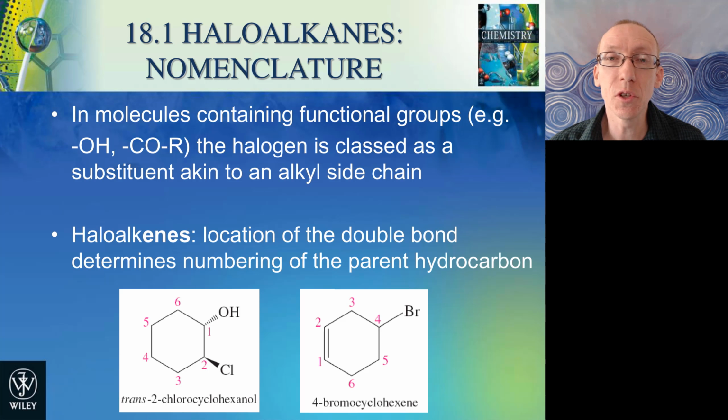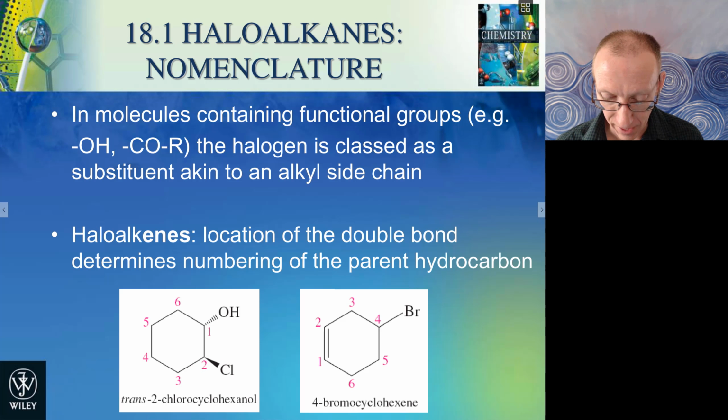Molecules with other functional groups, normally the other functional groups take precedence over the halogens. So for example, if we have an alcohol, it will be a halo alcohol of some type. So in this case, we've got a cyclohexanol. So there's the stem of the name, cyclohexanol, and we number towards the nearest substituent, which is the halogen in this case. And so this is a 2-chlorocyclohexanol.